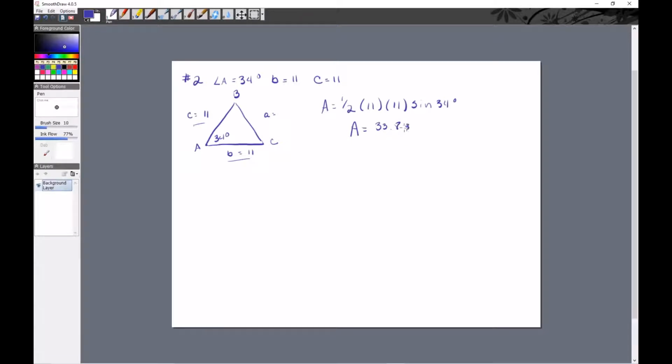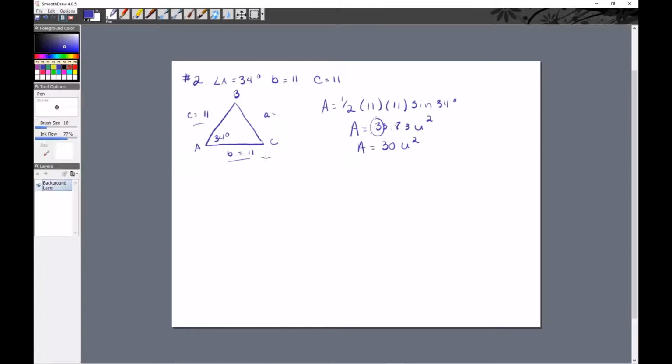The answer happens to be 33.83. Don't forget to put units on there, even if it's generic, so that's square units because that's what area is. Now this told us to round to the nearest tenth. The nearest tenth is this place right here. The value after it is less than 5, so this rounds to about 33.8 square units. So that's problem number 2.